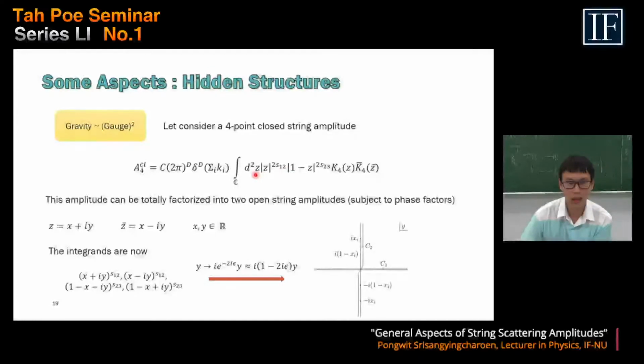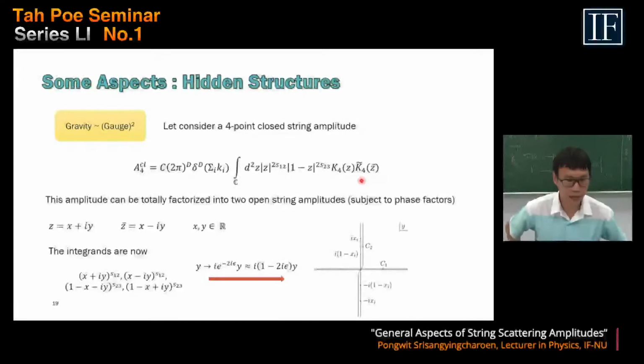But there is only one integration, because as I mentioned earlier, the volume of the Mobius transformation allows us to fix any 3 points of the inserted vertices. So in this case, I fix the points at 3 different values, and the traditional choice would be to fix 3 points at 0, 1, and at infinity.